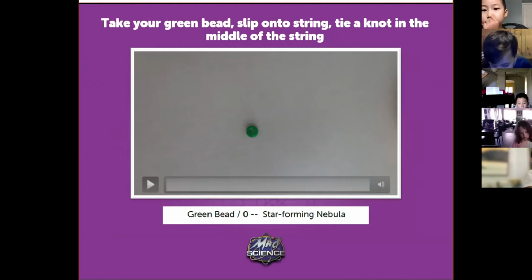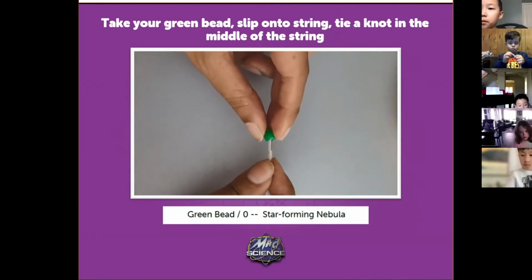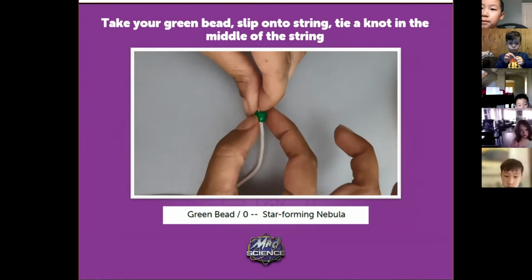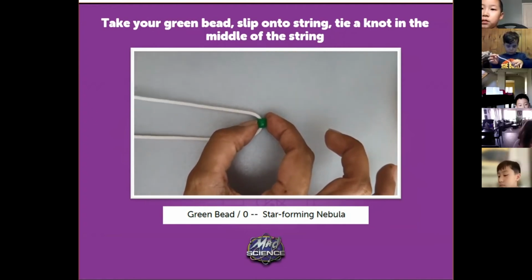What you're going to do is take your green bead and slip it onto the string that you just cut to fit around your wrist. And you're going to put it in the center of your string.